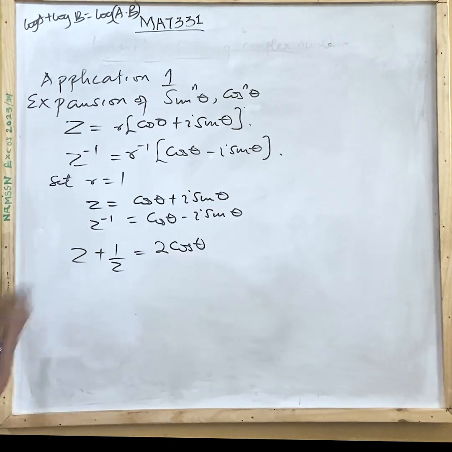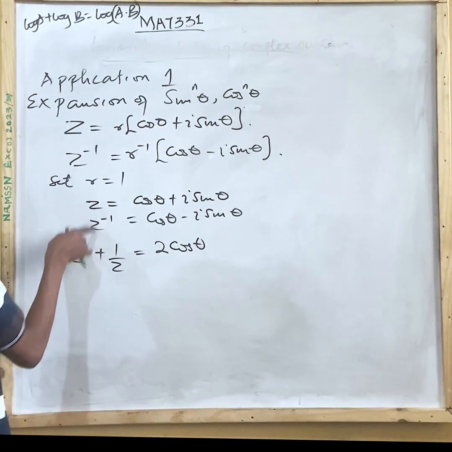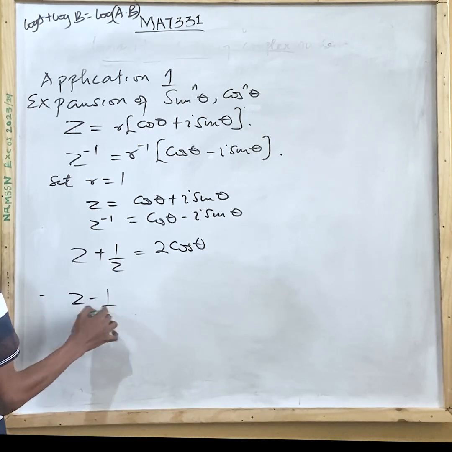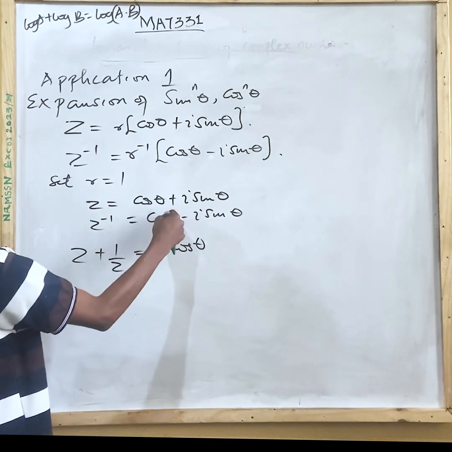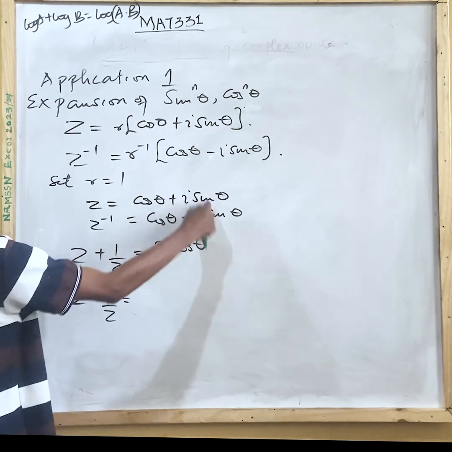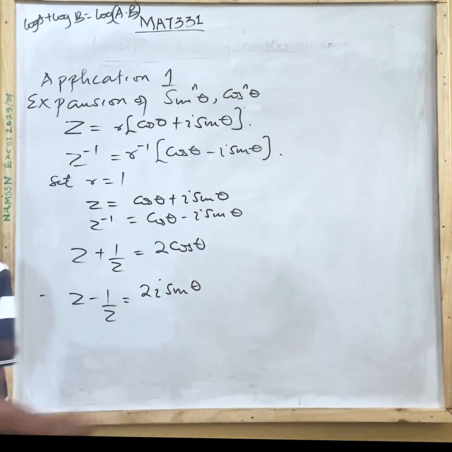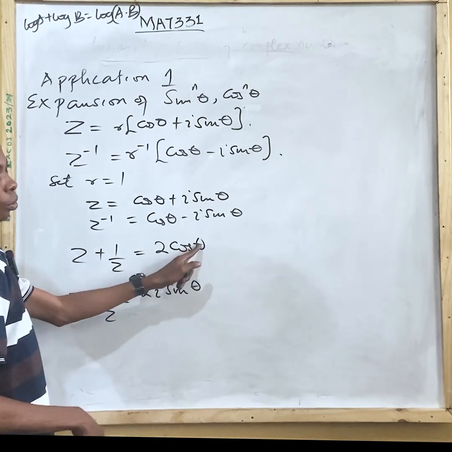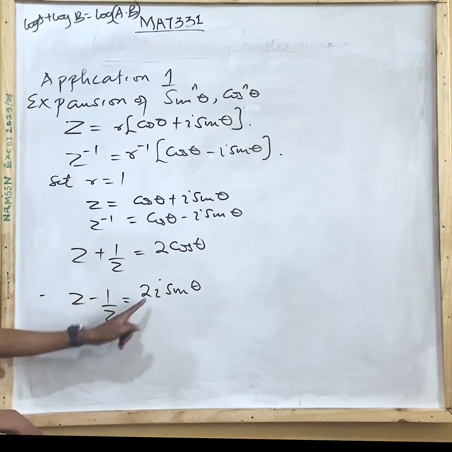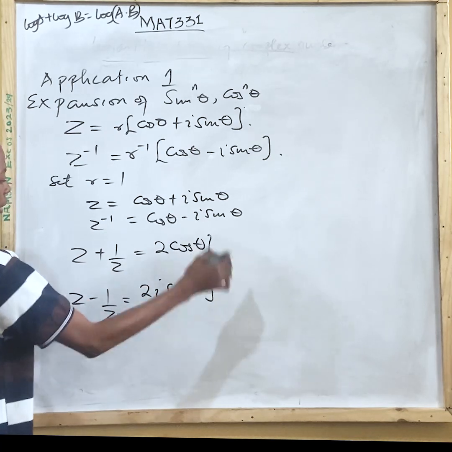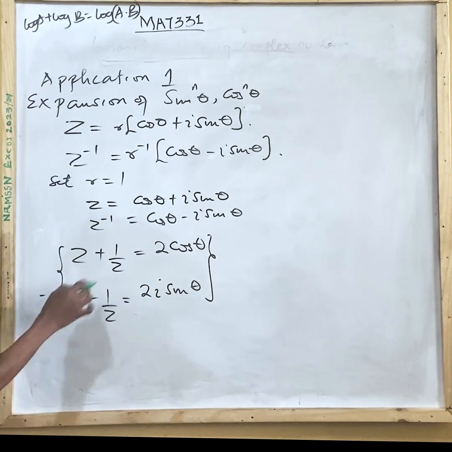And if I subtract, we are going to have z minus 1 over z. Subtraction will do what? This one will cancel out, and we are going to have this one, so it equals 2i sine theta. So z plus 1 over z is 2 cos theta, and z minus 1 over z is 2i sine theta. So we need these two equations.